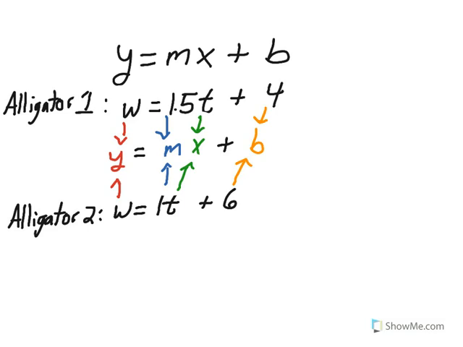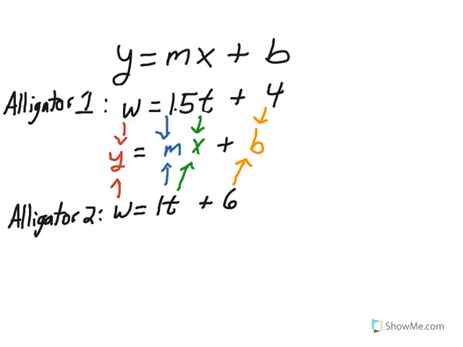So we can write the following two equations. Alligator 1, weight equals 1.5t plus 4. The weight, the dependent variable, is equal to 1.5 times time, the number of months that has gone by at 1.5 pounds per month, plus the initial weight of 4 pounds. Alligator 2, weight equals 1t plus 6. That is, weight of the alligator equals 1 pound per month of t plus the initial 6 pounds.